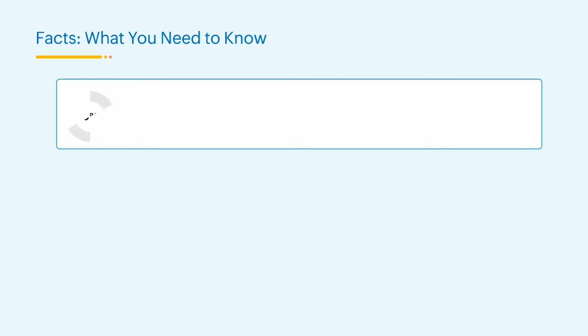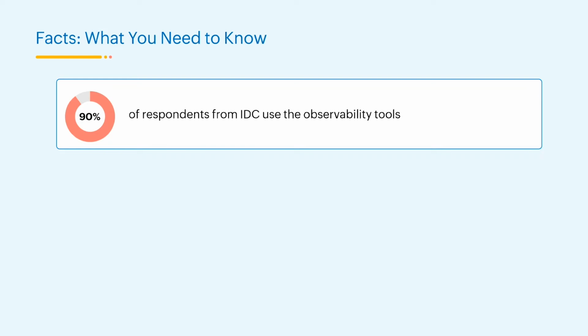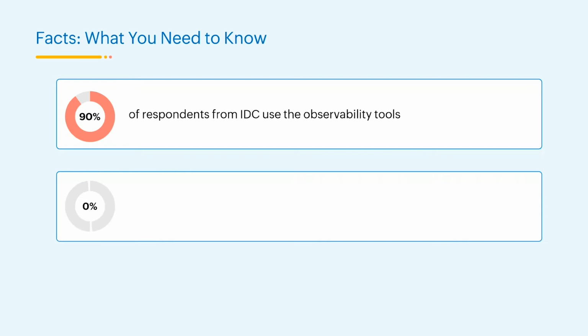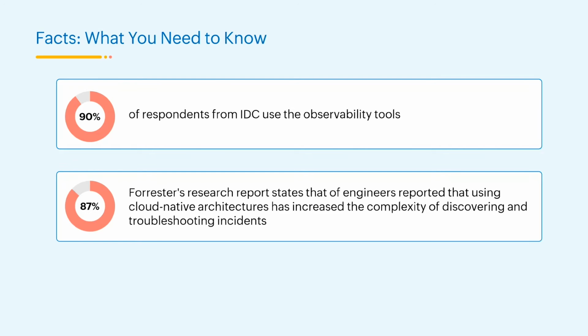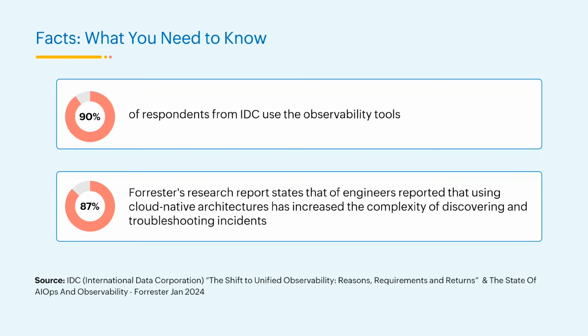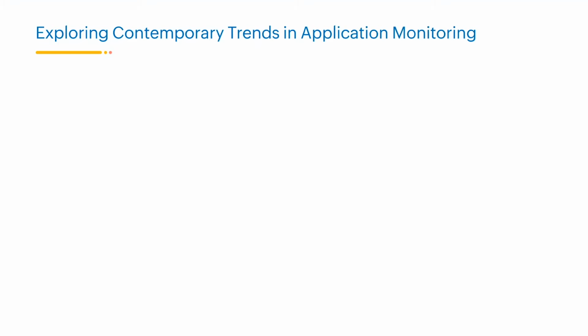Here are some recent facts gathered from trusted sources like International Data Corporation and Forrester. According to IDC, 90% of the respondents are currently using observability. This gives the management a deeper insight and drill-down information on their application. And the Forrester research report states that 87% of engineers said that they are using a cloud native architecture, which has increased the complexity of discovering and troubleshooting incidents.